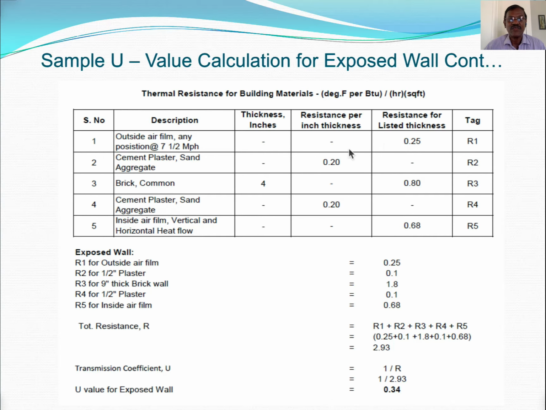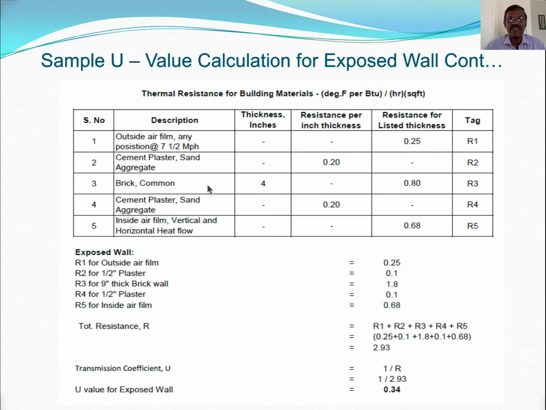Next, if you see our heat transfer flow diagram, next is sand cement plaster, which is on the outside wall. So this resistance is 0.2 per inch thickness of plaster. So this is R2. In our case it is only 1/2 inch. So in the calculation, R2 is 0.1.